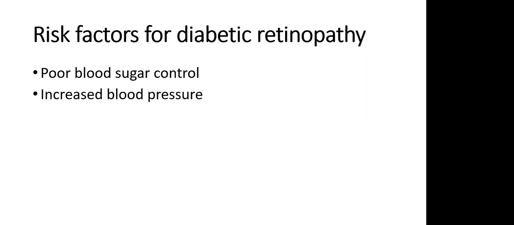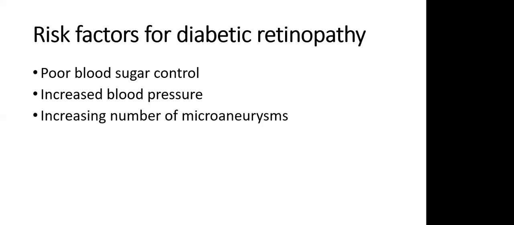The next important risk factor for the development of diabetic retinopathy is blood pressure. When the person has hypertension that's also not well controlled, it accelerates the development of diabetic retinopathy, as well as the progression from non-proliferative diabetic retinopathy to proliferative diabetic retinopathy, and then eventually to blindness. The more microaneurysms you have, I've said that when you have loss of these pericytes, it can result in the formation of circular microaneurysms. So the more microaneurysms you have, the more your risk of developing diabetic retinopathy.